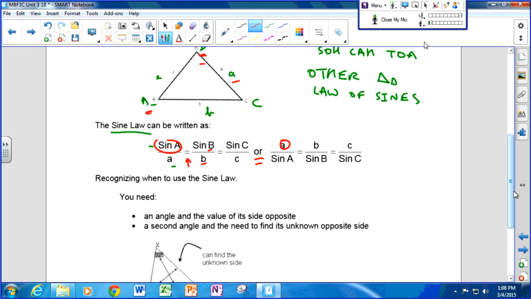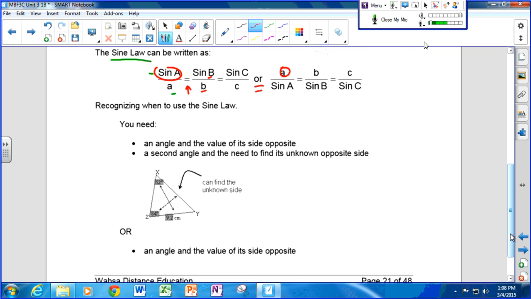So here's where you can use the sine law. Now you don't really have to memorize this because if you try to write out the sine law and you don't have enough information, then you're not going to be able to do it. So you'll know right away. But basically, you need two sides and an angle, or two angles and a side.